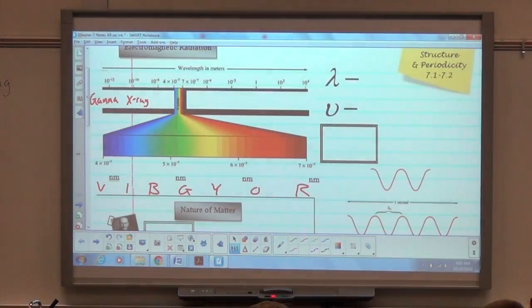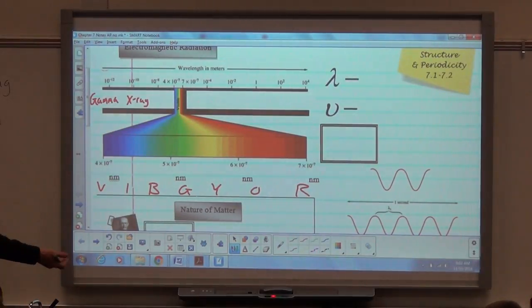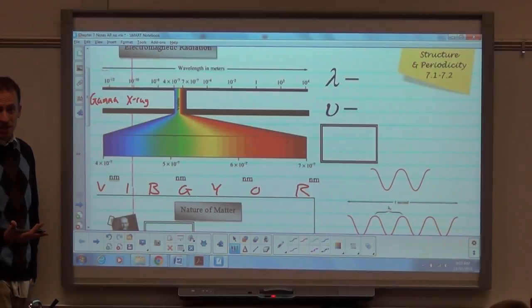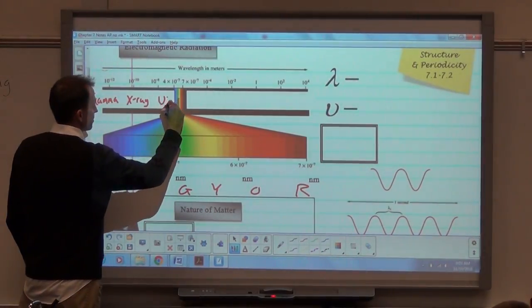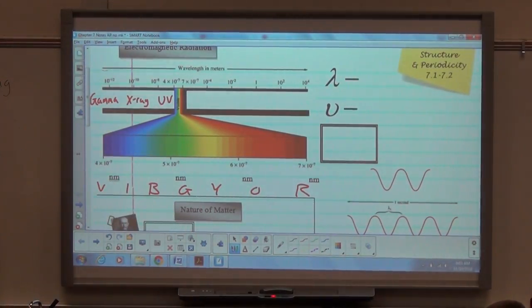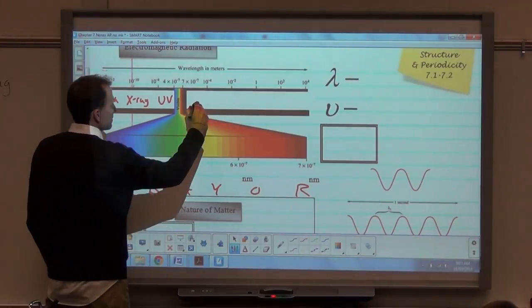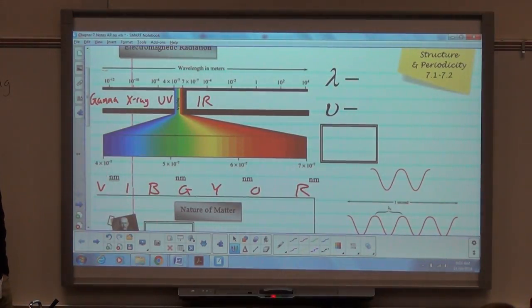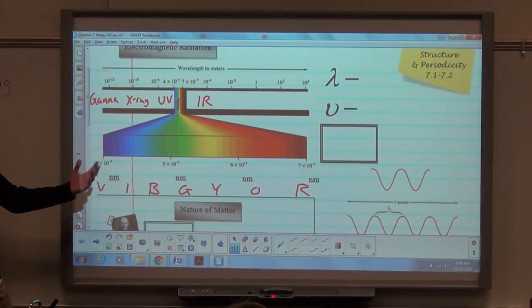The reason I talk about that is it will keep track of your ultraviolet and your infrared. After violet, or before, depending on your direction, is ultraviolet. And it's not just red, it's infrared. Number-wise, there's one thing you do have to have down, and it's not all four of these. It's the range.